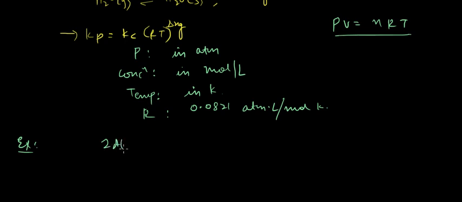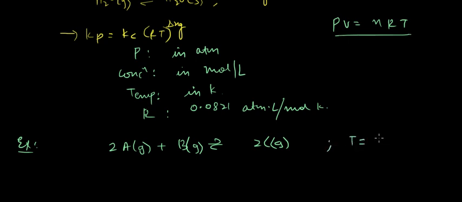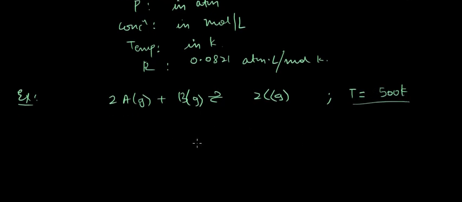We have 2A(g) reacting with B(g) forming 2C. Okay, so the temperature at which this occurs is 500 Kelvin. Kc in this case would be concentration of C squared divided by concentration of A squared into concentration of B.